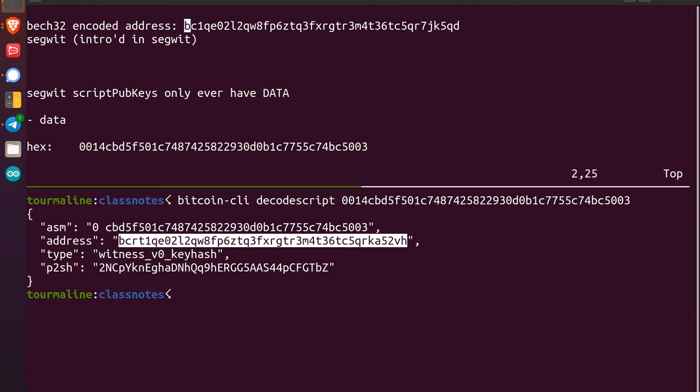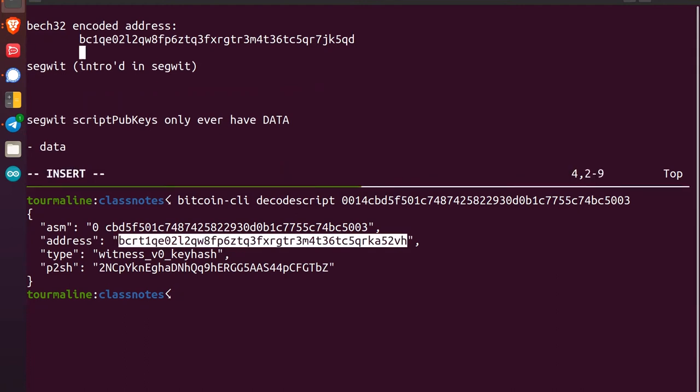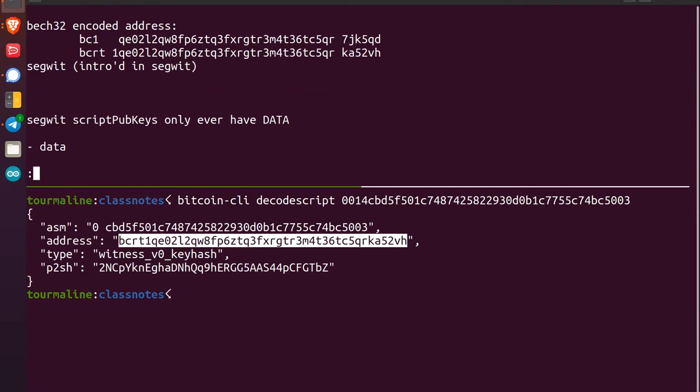Wow, that's embarrassing. Oh, thank you. Okay, yeah, you're right. I see it. As I say, fun fact. Yeah, the checksum is different because the prefix is different.